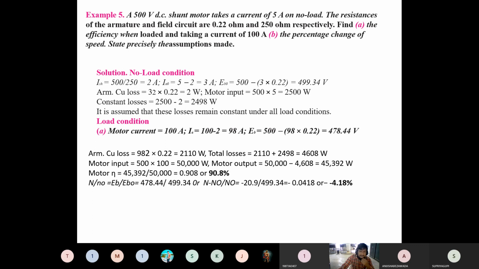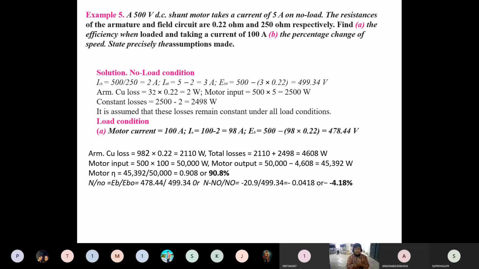Now find out IA naught. IA naught is equal to the no load current minus the shunt field current, so 5 minus 2, that is 3 amperes. Therefore, the no load back EMF EB naught is equal to V minus IA naught RA. That is 500 minus 3 into 0.22, which is equal to 499.34 volts.